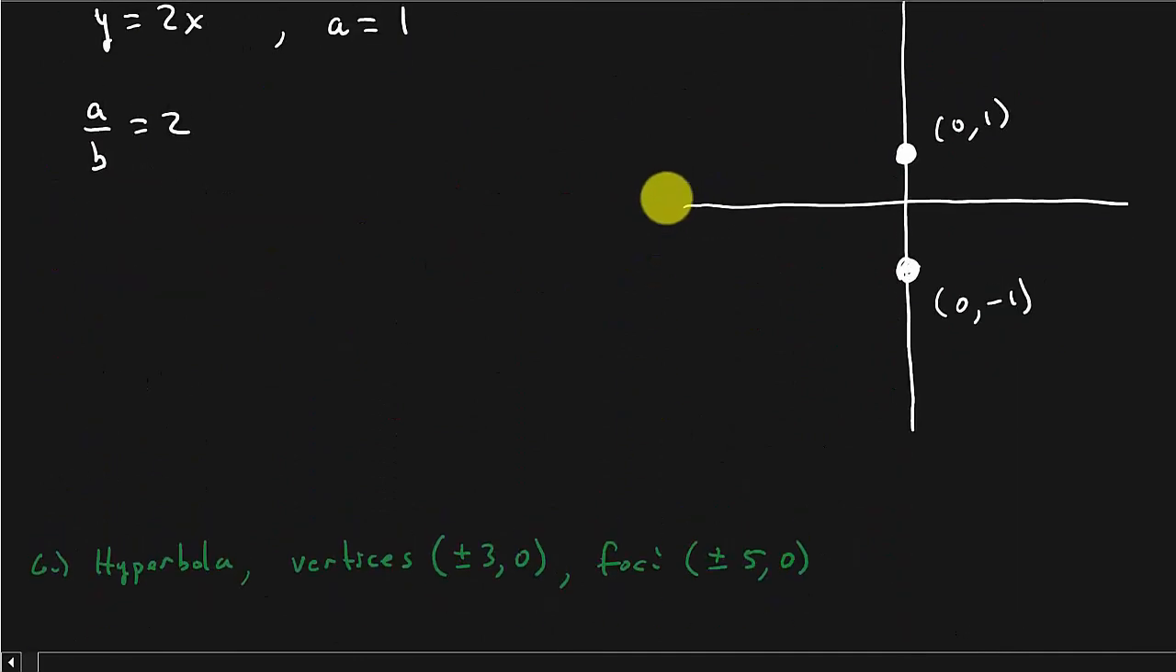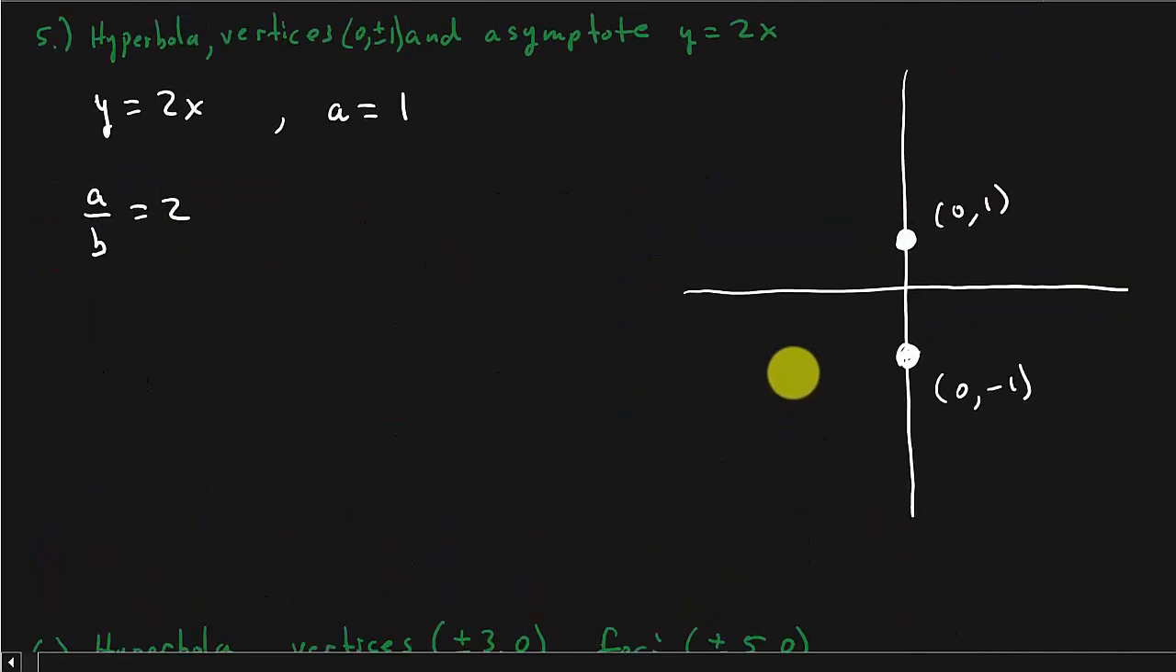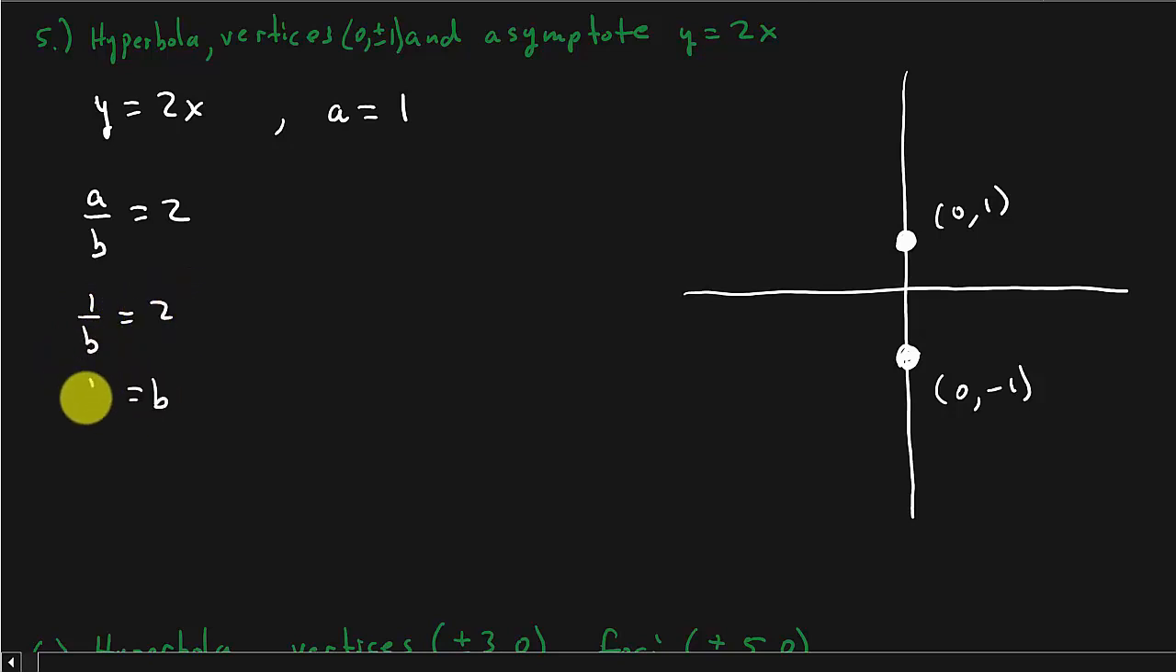So let's come down here. Look, we're almost done. Just hang in there. All right, so we know a over b is 2, and I know a is 1. So that tells me 1 over b is equal to 2. So if I move the b up here, the 2 down here, that gives me b is 1/2. Okay, so b is 1/2.